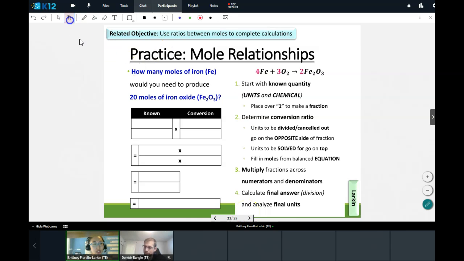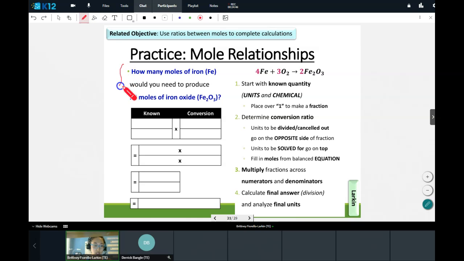Okay, so here's the question. Based on this equation, iron plus oxygen gives us iron oxide, how many moles of iron would you need to produce 20 moles of iron oxide? Okay, so here's what we do. In stoichiometry, you always start with what you know, which we call a known quantity or a known number.